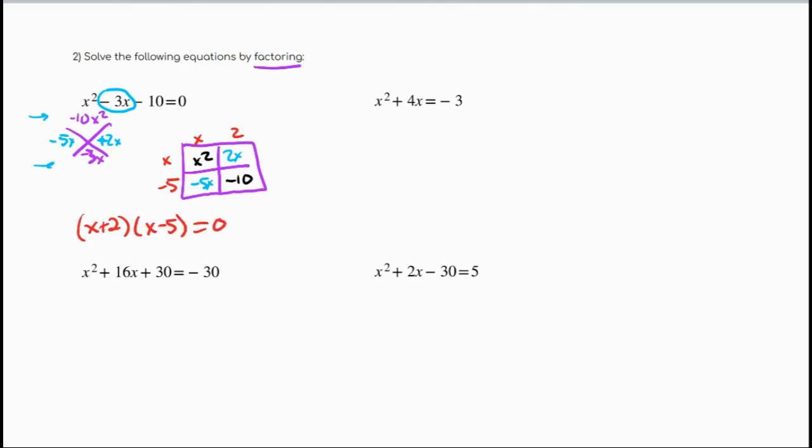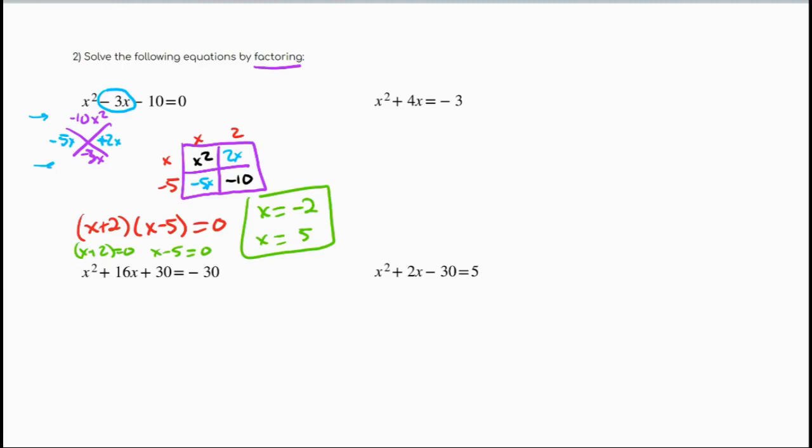Now I just solve them individually. So I can look at, okay, when is x plus 2 equal to 0? When is x minus 5 equal to 0? And I get my two answers of x equals negative 2 and x equals 5.